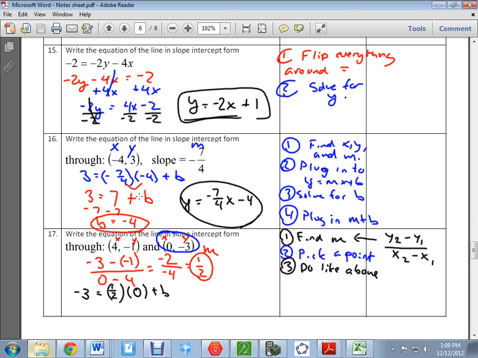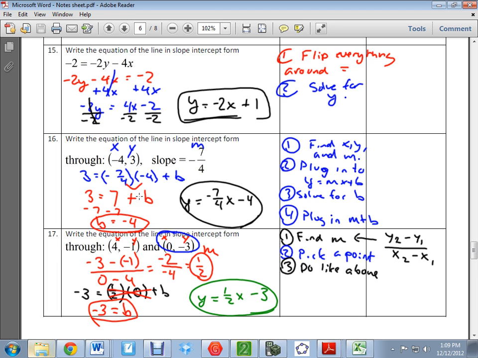Now the good thing about picking a point that has 0 involved, especially when 0 is your x, is what is 0 times anything? 0. So these things are just going to cancel, leaving me with b equals negative 3. Therefore, my equation, y equals mx plus b, would be y equals 1/2 x minus 3. That's the equation of your line.